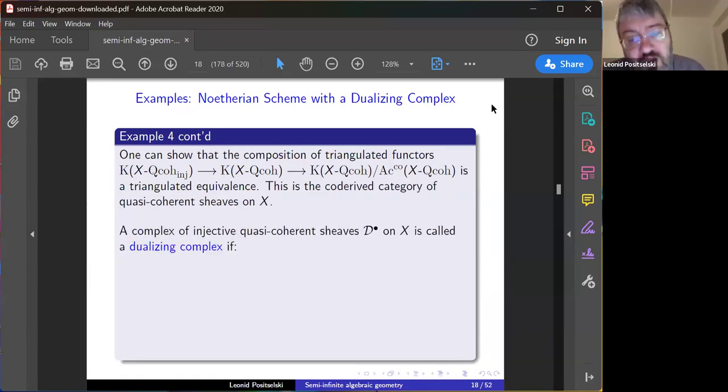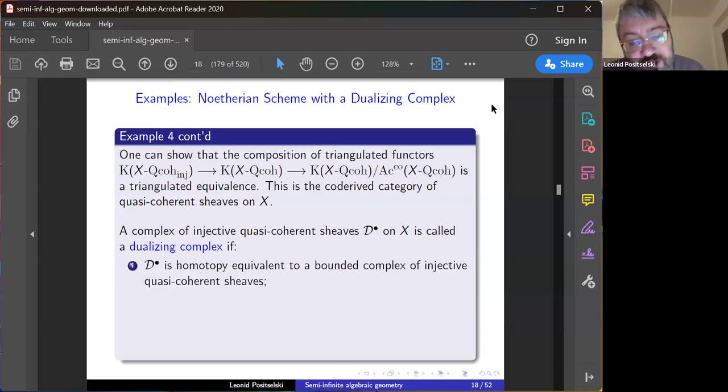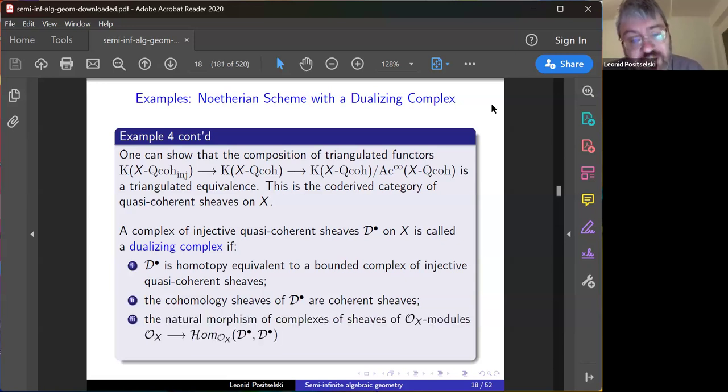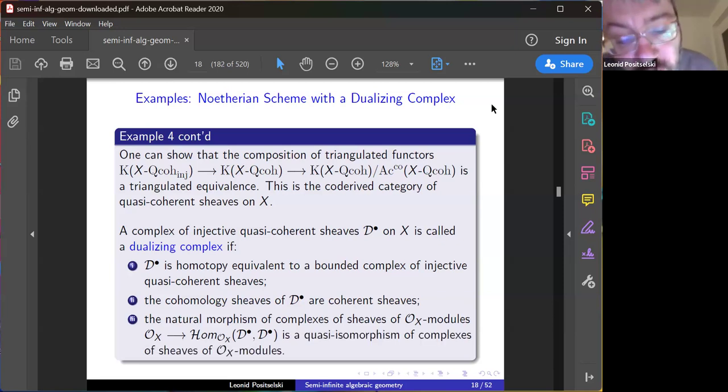A complex of injective quasi-coherent sheaves D on X is called a dualizing complex if D is homotopy equivalent to a bounded complex of injective quasi-coherent sheaves. The cohomology sheaves of D are coherent sheaves. And the natural morphism of complexes of sheaves of O_X-modules from O_X to Hom, the homothety morphism, people call it, is a quasi-isomorphism of complexes of sheaves of O_X-modules.